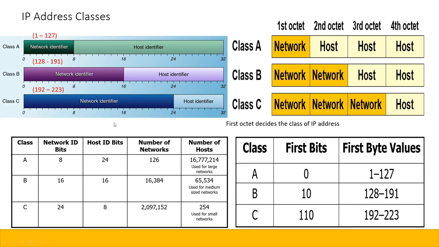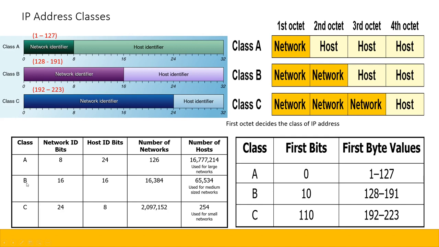So if the network ID bits are 8, we can have 2 raised to the power 8 networks, and we can have 2 raised to the power 24 hosts possible. So we have very few networks, but we can have a large number of hosts. Any organization which has a large number of hosts usually goes for class A IP address.